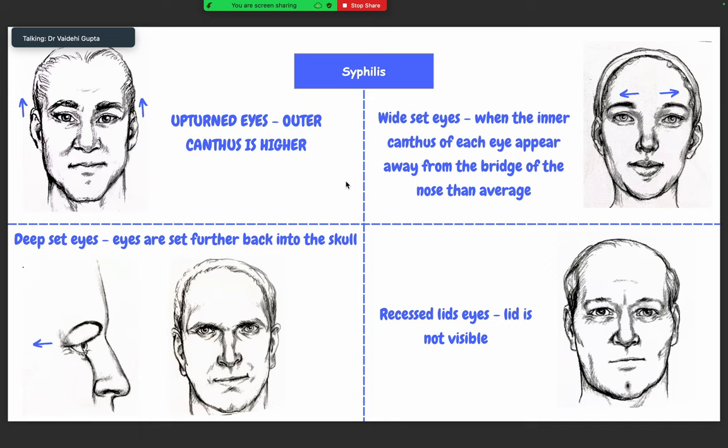Next one is receded lids. The lid is not visible. In Psora, the lid was visible, 30% or more of the area. In syphilis, just the opposite, there are receded eyes. The lid is not visible. We can't see the lid. So it is recessed eyes. So upturned eyes, wide-set eyes, deep-set eyes, and recessed eyes. All these are features of syphilis.